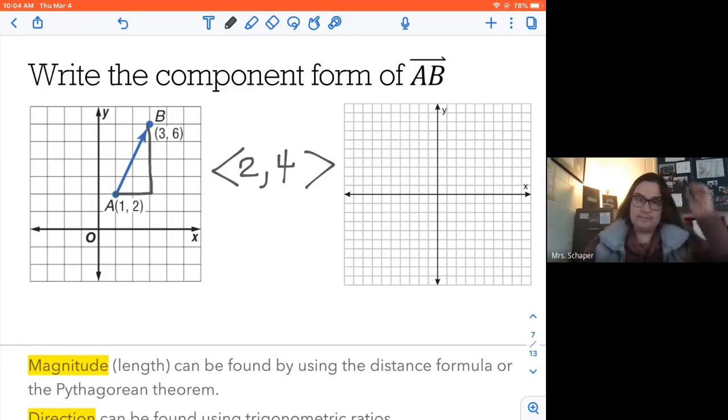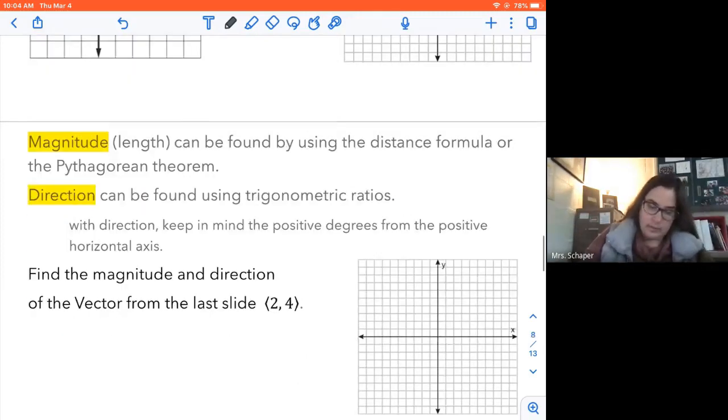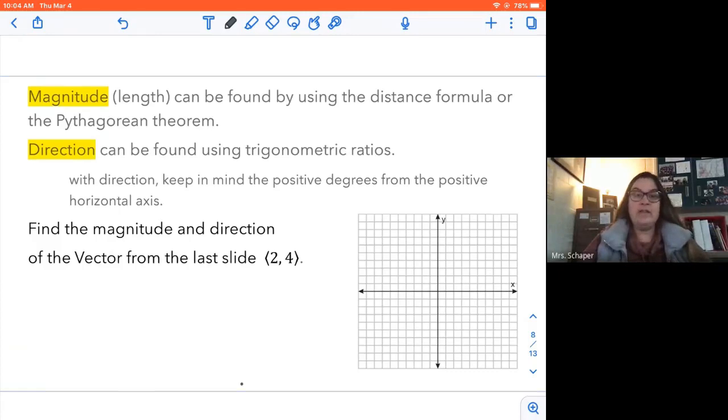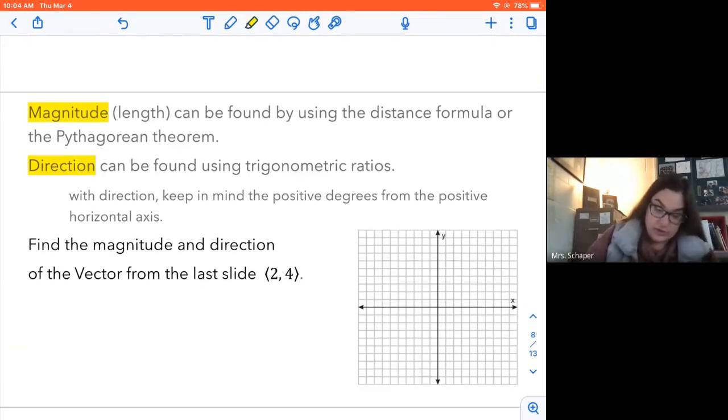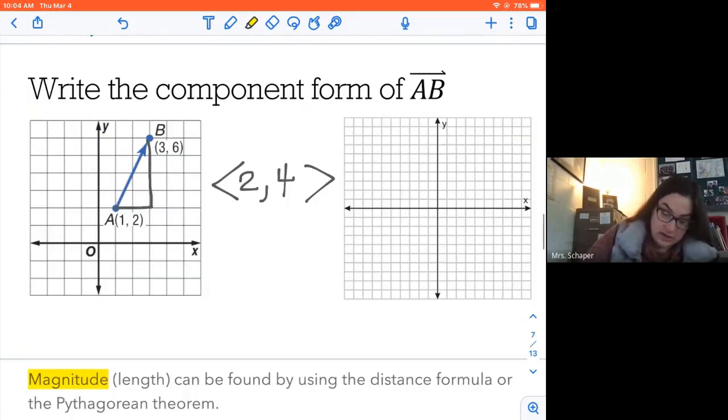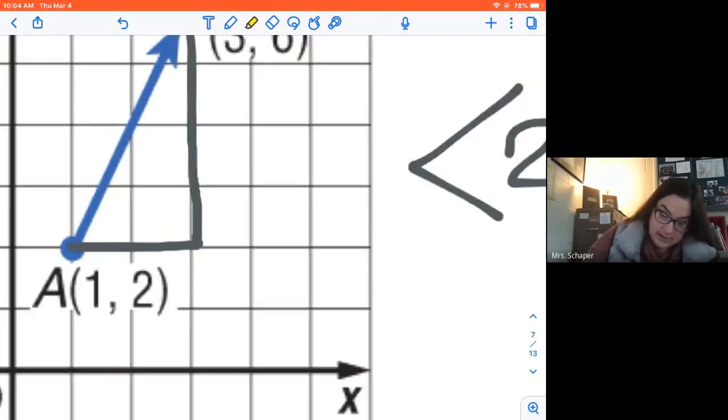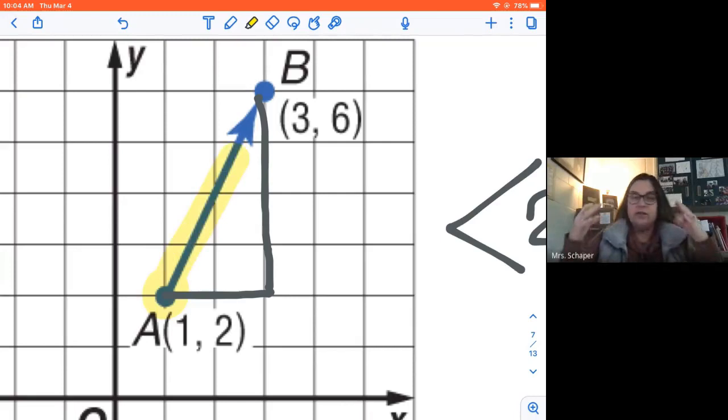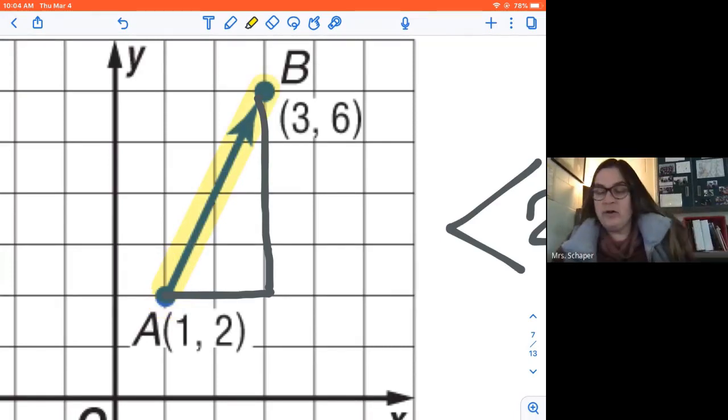Now, if you want to find the magnitude and direction of the vector, the vector starts at one point and ends at another. That's your vector. And with your vector, you can know magnitude and direction.